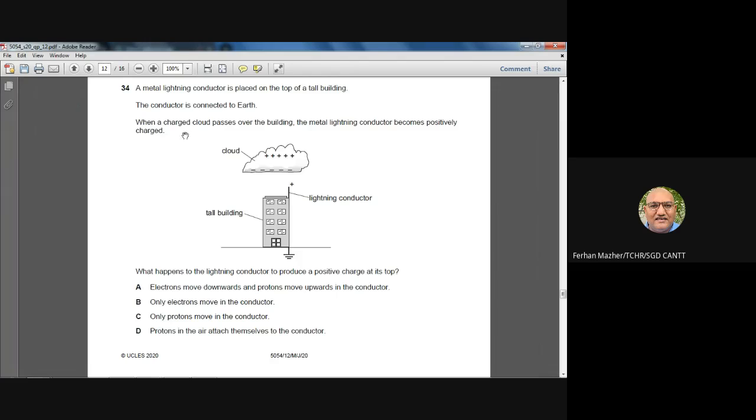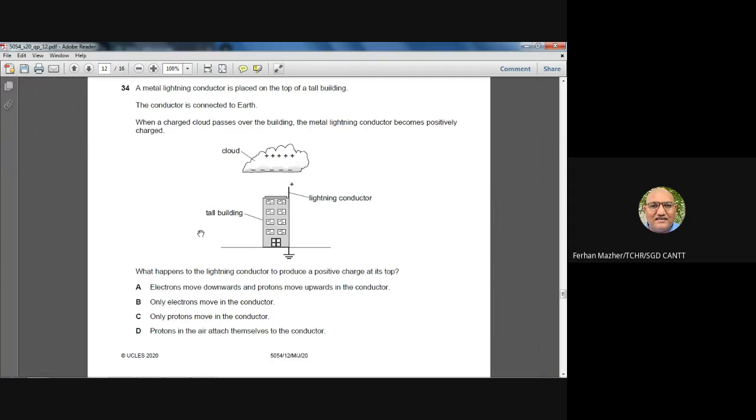You see, because the bottom of this cloud is negative, the electrons from here will be repelled and they will go into the ground. Okay, so what happens to the lightning conductor to produce a positive charge at its top? A: The electrons move downwards and protons move upward in the conductor. The electrons definitely move downward, but the protons do not move. So A cannot be the option.